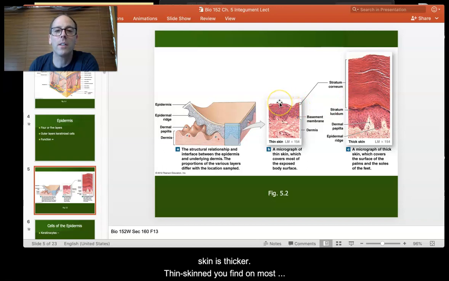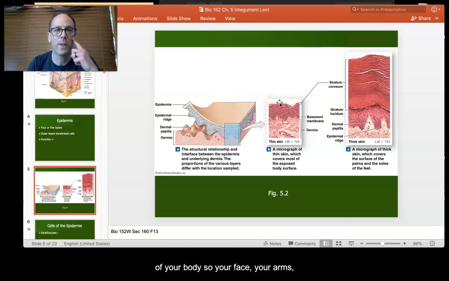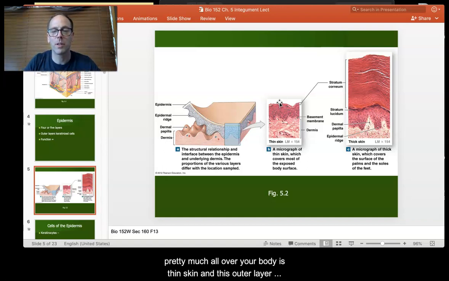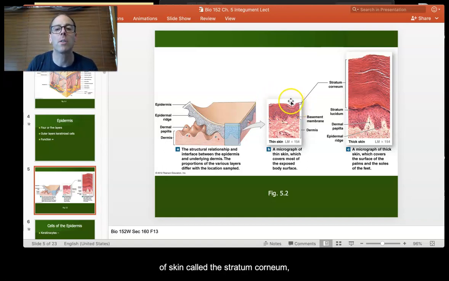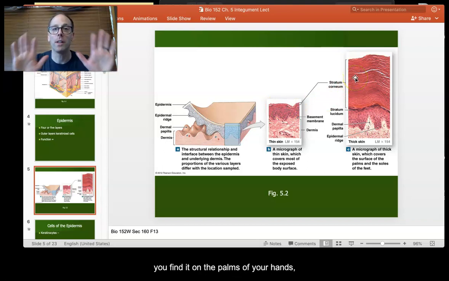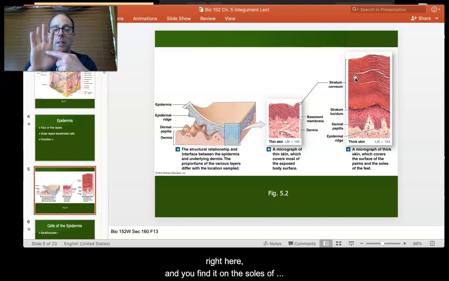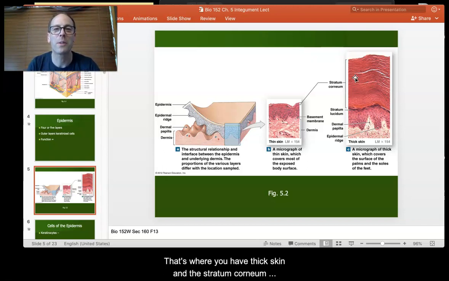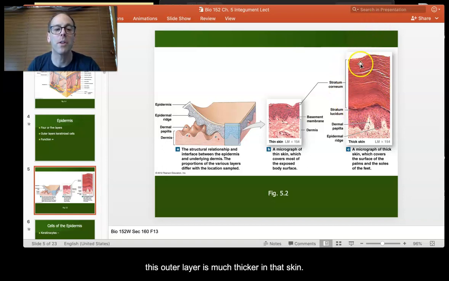So thin skin you find on most of your body. So your face, your arms, pretty much all over your body is thin skin. And this outer layer of skin called the stratum corneum, it's made of dead skin cells, that's relatively thin. Now thick skin you find in two places on your body. You find it on the palms of your hands, right here, and you find it on the soles of your feet. I'm not showing you those. That's where you have thick skin. And the stratum corneum, this outer layer, is much thicker in that skin.